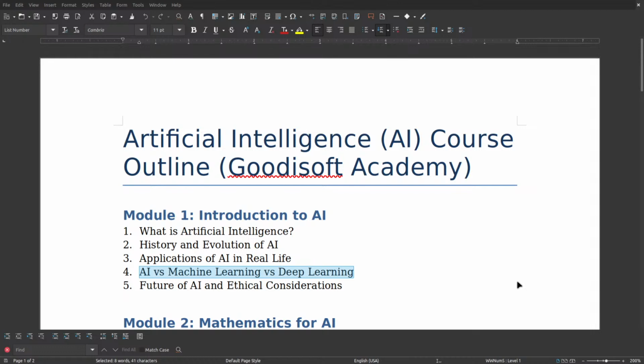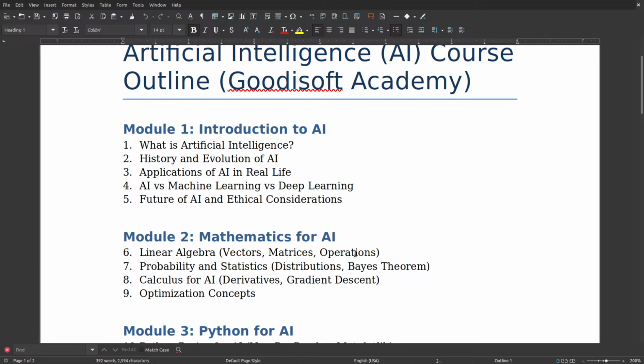Next is the relationship and scope of all of them. In scope, artificial intelligence is broad. It is very broad, and it is mostly used to simulate intelligence. Then machine learning is a subset of AI, and deep learning is a subset of machine learning. That is how it works.